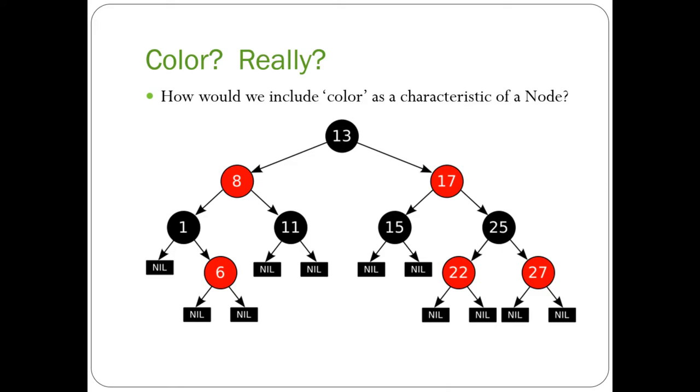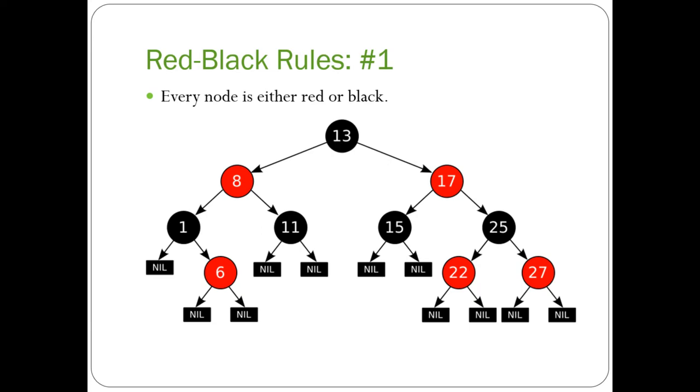Maybe you're asking, really, color? Why? And then you must be asking, how do we choose which color it is, red or black, in every node? Red black rule number one: every node is either red or black. Number two, the root of the tree must be black. So now you know when we should use black or when we should use red.